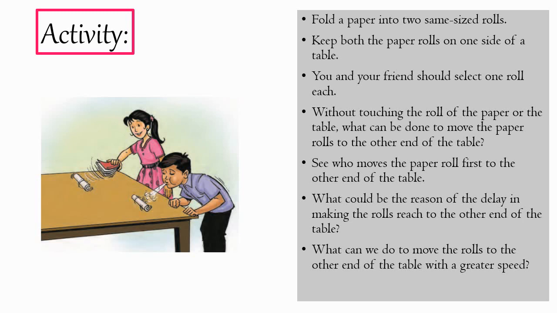What could be the reason for the delay in making the rolls reach the other end of the table? The velocity of the wind, or the speed of the wind, can be the reason for the delay. What can we do to move the rolls to the other end of the table with a greater speed? You can try this activity at home and you can find different techniques to blow the paper rolls or move the paper rolls.